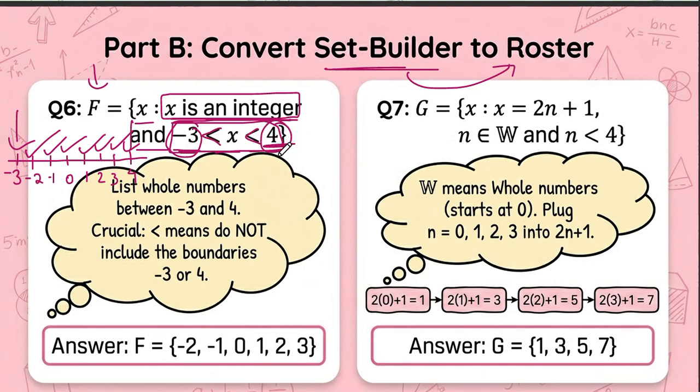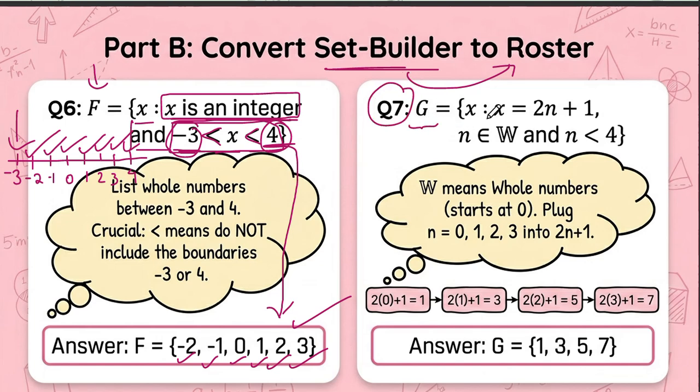So if you write the roster form, that means we have to write all the elements only. What are the elements of this set? -2, -1, 0, 1, 2 and 3. Done. Look at the next question.